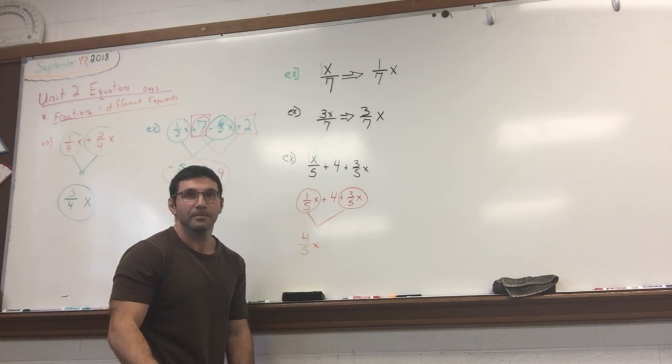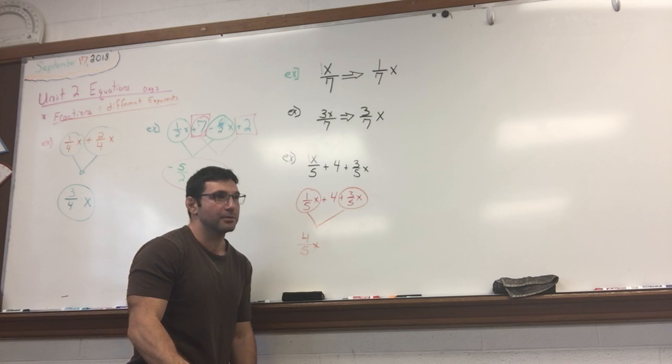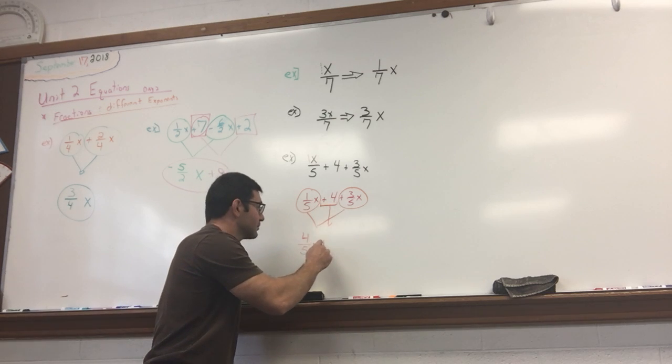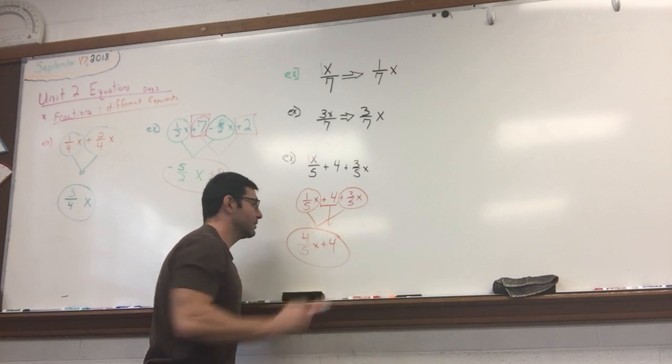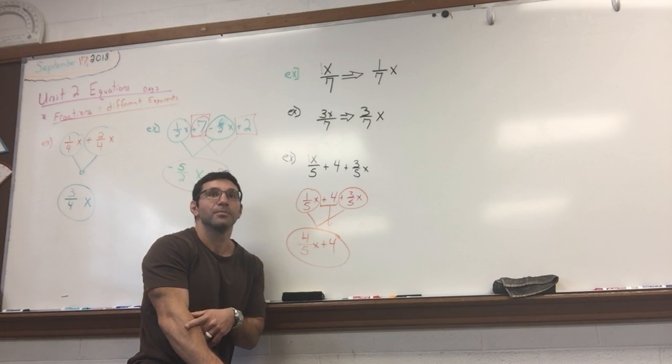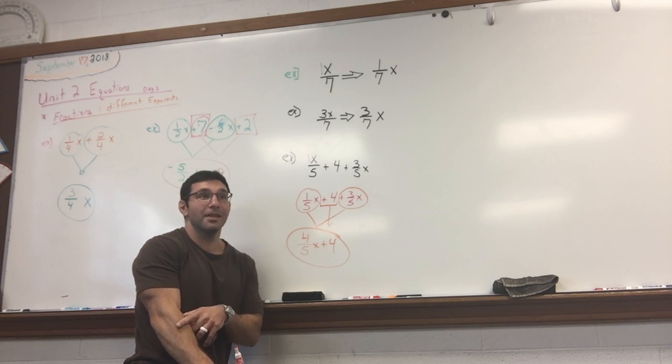Well, what's left over? Plus 4. So what happens to that plus 4? You just bring it on down. Bring it on down. Multiply and subtract. And there it is, that's simplified. Bianca, you have a question? Okay. Questions on that?